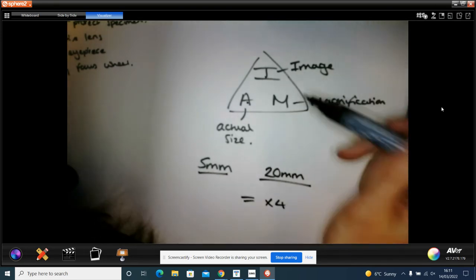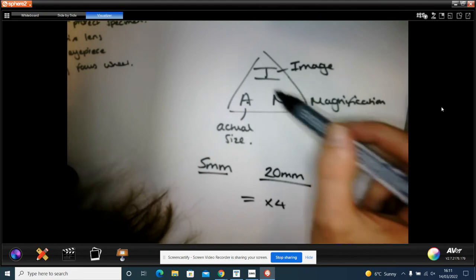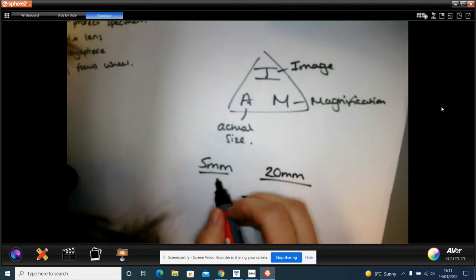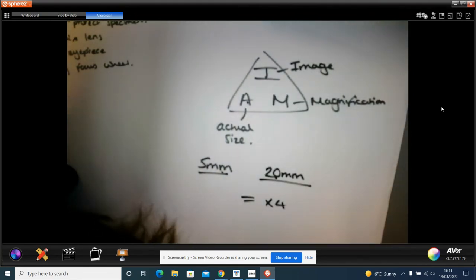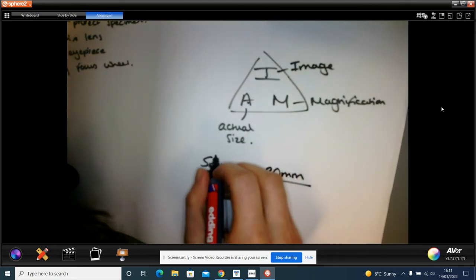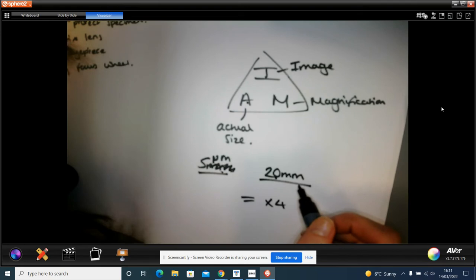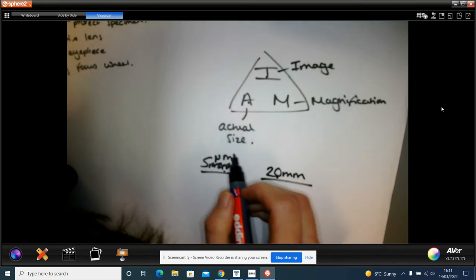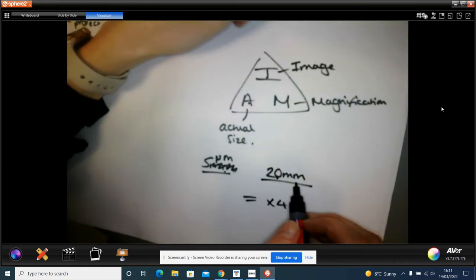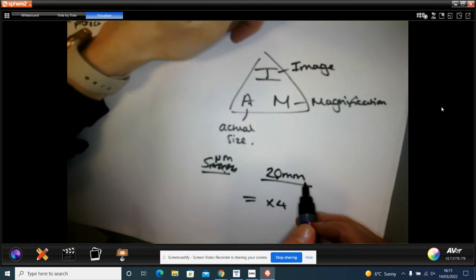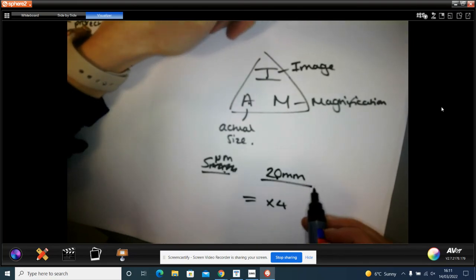Okay? Now, first thing that you need to be aware of, when you do the magnifications, you must have the units the same. So for example, if it said in real life, the fly is 5 micrometers and the image size is 20, you would need them either to both be in micrometers or millimeters before doing the equation, otherwise you're going to go wrong.